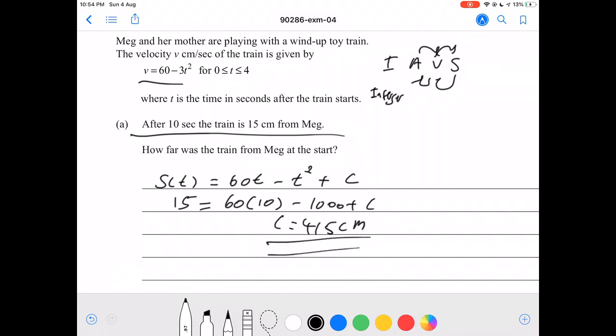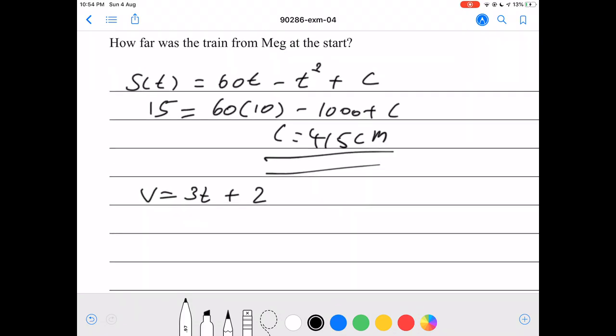So basically, what the c value really stands for is what the object initially had. For example, say v equals 3t plus 2. When t equals 0, our v would equal 2. So originally, at the start, we already had a velocity. So what was the thing at the start? Therefore, when we see our c value equals 415 centimeters, we can say our train was 415 centimeters away. That's just something we can say.